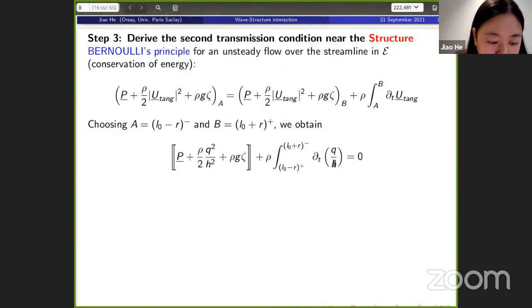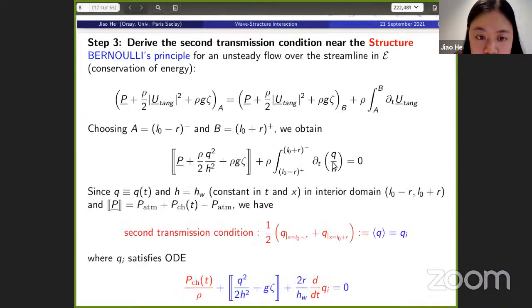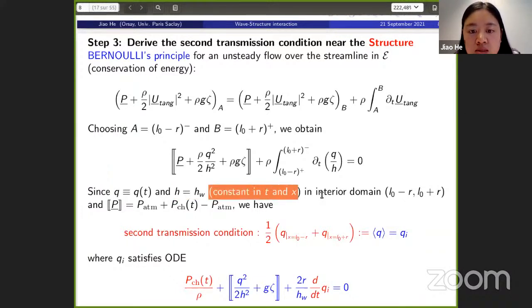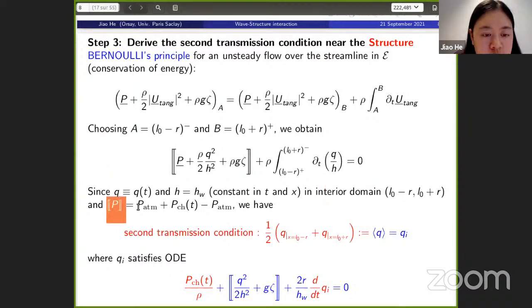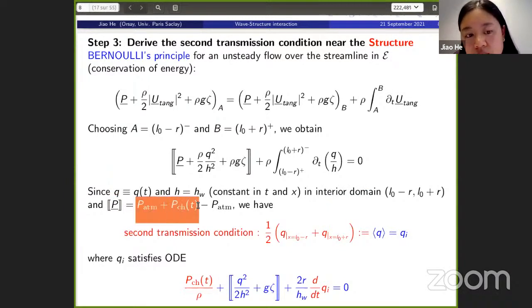Since the horizontal discharge is just a function of time, and the fluid height is constant, the fluid height is equal to the height h zero plus the surface elevation. It's constant in time and in space in the interior domain. And also we have this notation equal to the volume in the right hand side, I mean, in the chamber.